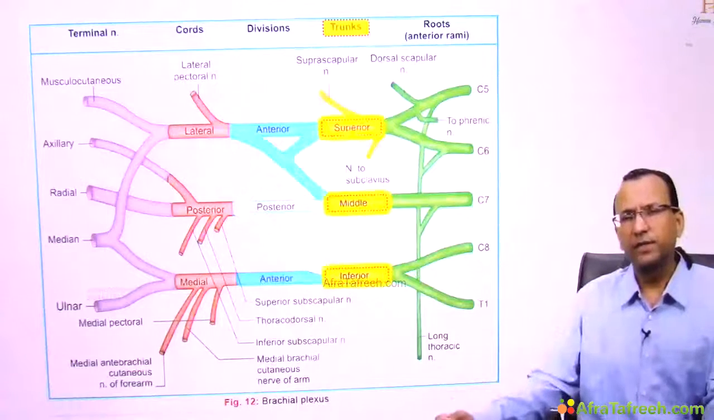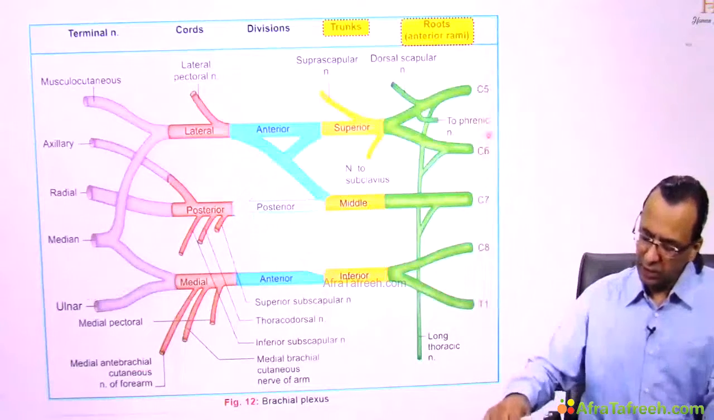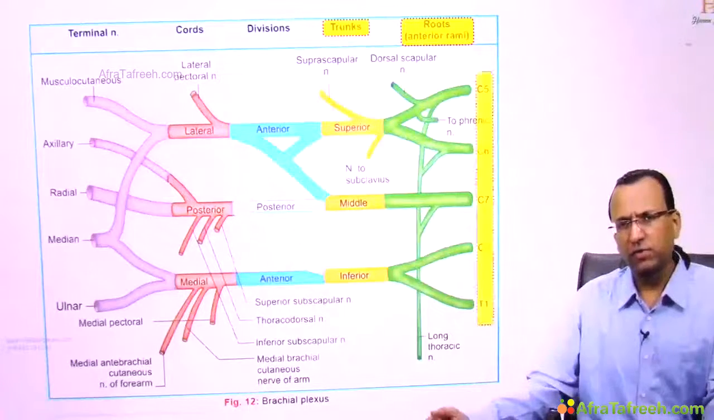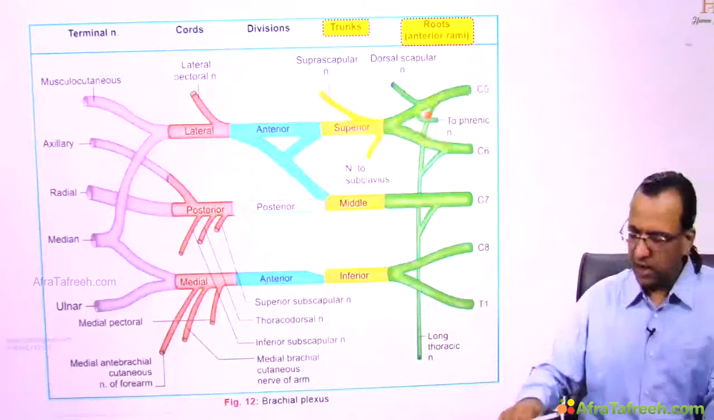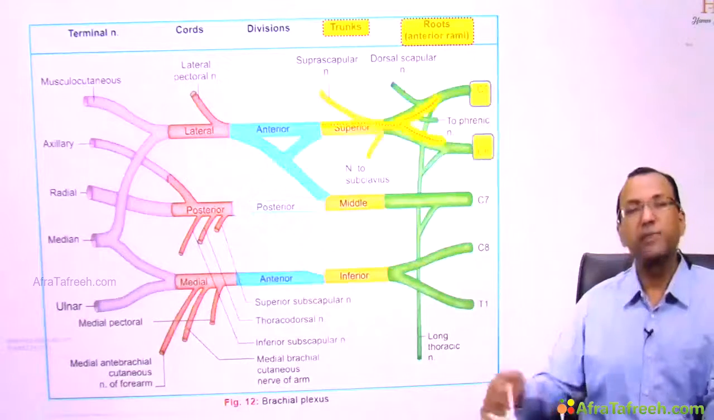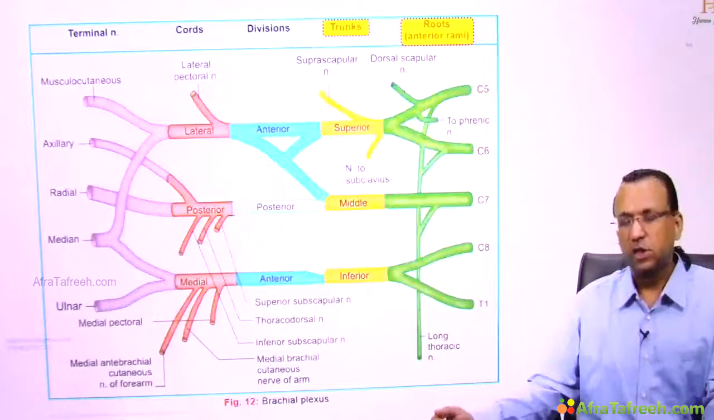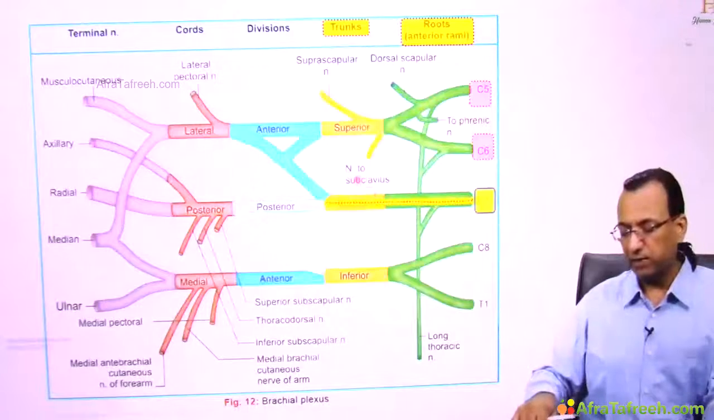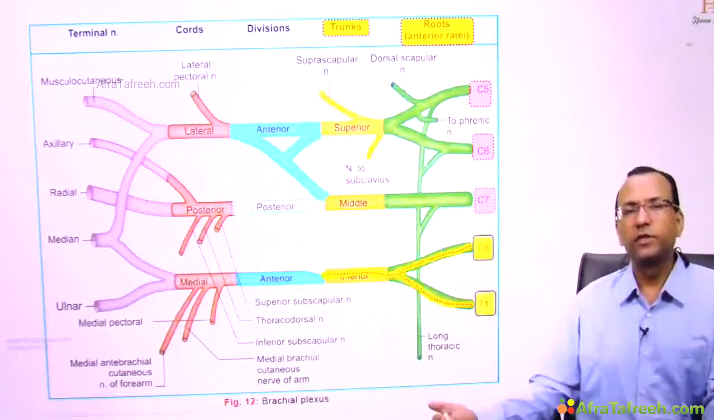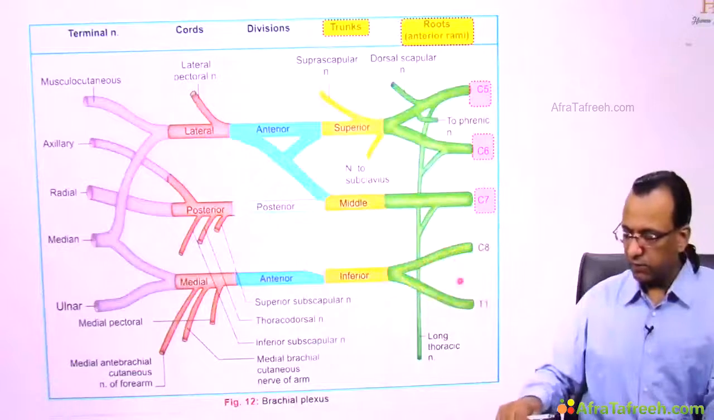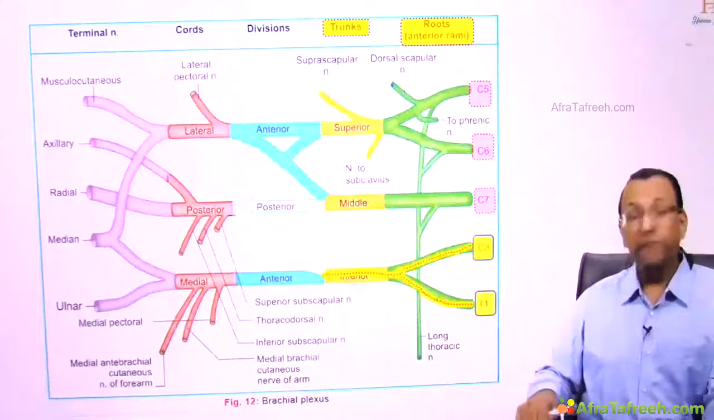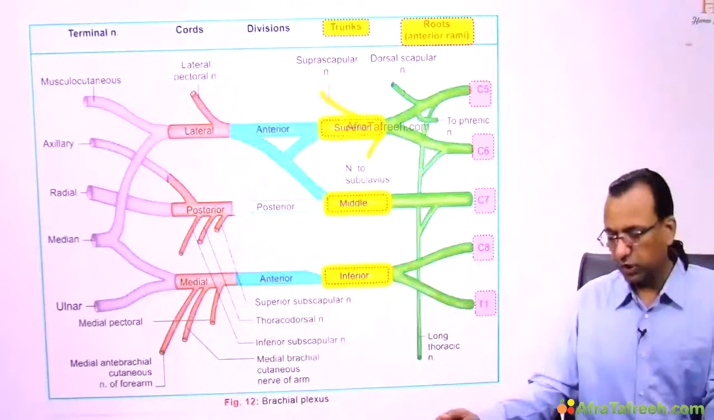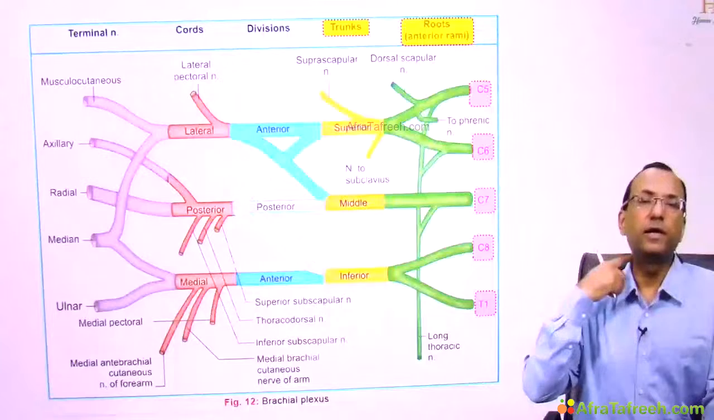And how are they formed? Actually, there are the root values C5, C6, C7, C8, T1. They contribute as follows. The root of C5 and root of C6 will form the upper trunk of brachial plexus, whereas the C7 root will continue as the middle trunk, and the lower two, C8 and T1, will join to form the lower trunk. Then you will find that there are three trunks in the neck region for the brachial plexus.